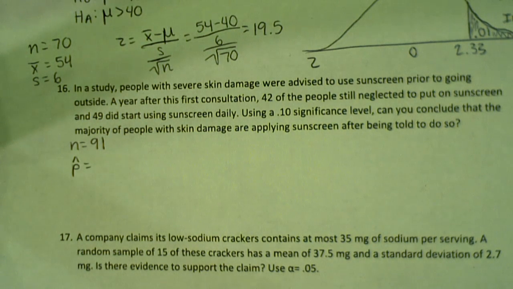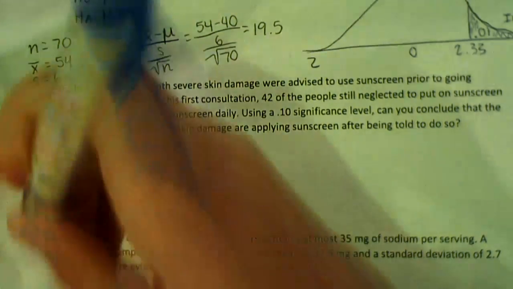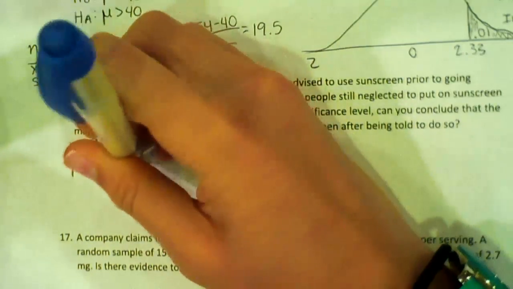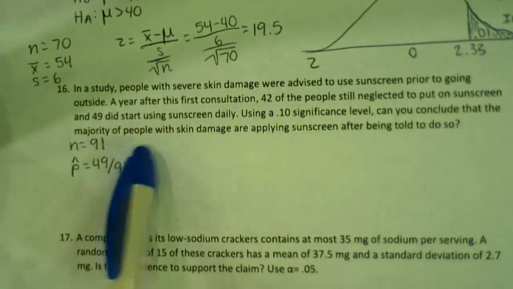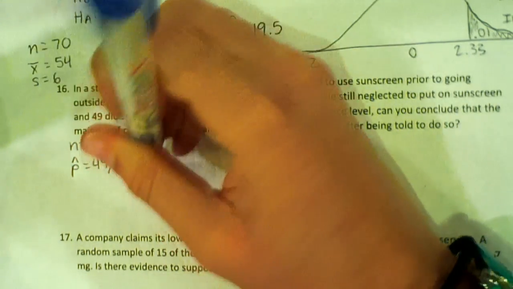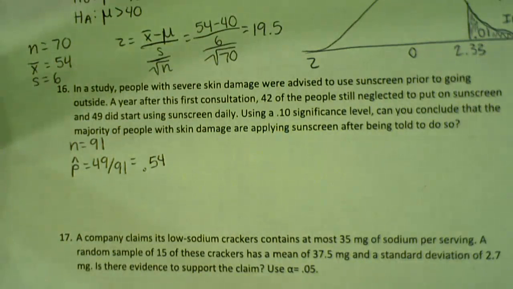So in this case, what would our success be? Would it be the number of people who actually do put on the sunscreen or who do not? Who do. Because the question is, can you conclude that the majority of the people are actually applying it? So this should be 54. What would be the success rate of the population? Just normal P.